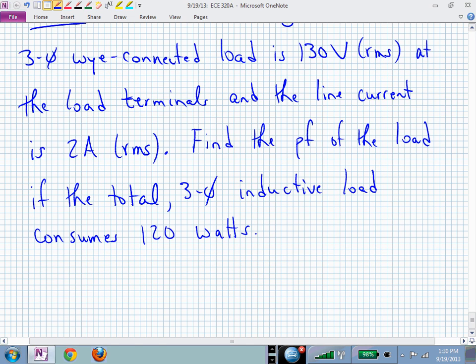And what kind of power? You now need to start asking yourself, is that the total power? What kind of power? Is it complex? Is it apparent? Is it reactive? Is it real? It's the total real. And how do we've been labeling that capital P sub capital T, haven't we? So now we know that that is 120 watts.